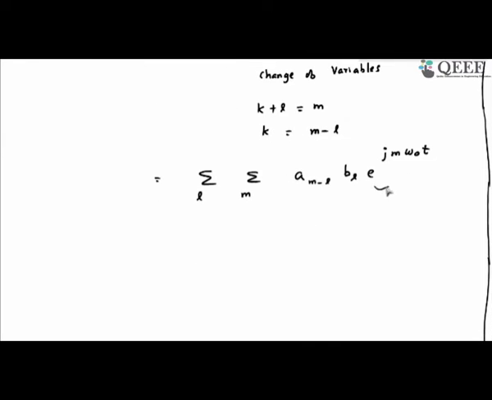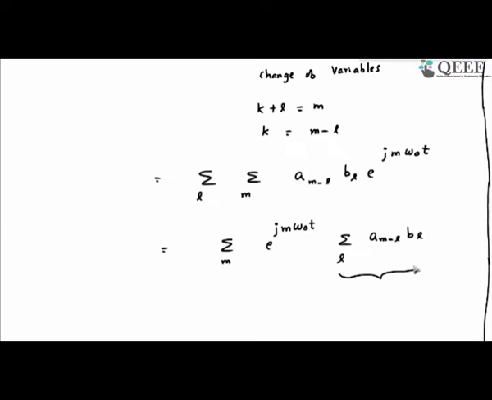Okay, so this one does not depend on l. So e power j m omega naught t, I can take outside the summation over l. So now I can take the sum over m of e power j m omega naught t, and sum over l of a of m minus l, b of l. Since one of the terms does not depend on l, I take it outside that summation and keep only the terms which depend on the index l. So this is what I have.